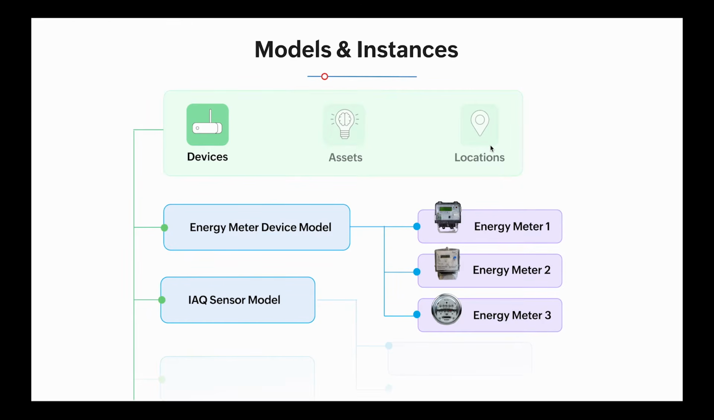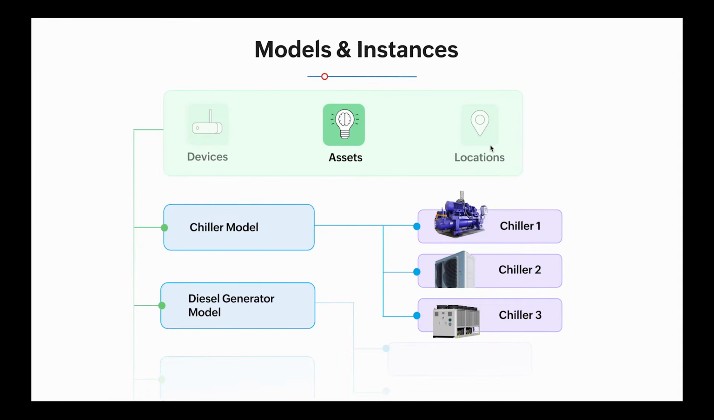So you can have all the common definitions under this energy meter device model, and all these instances of the energy meter would inherit the properties of that, and seamlessly you can manage them that way. Similarly, you can look into IAQ, the indoor air quality sensor model, and things like that. Similarly, in the case of assets, you can see them as a chiller model, and say chiller is a critical asset, through which you can have multiple chillers and corresponding data points inside that.